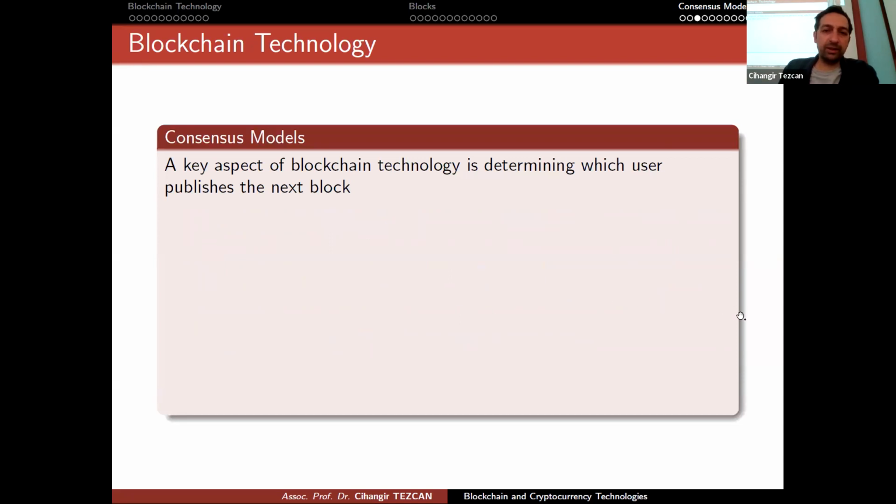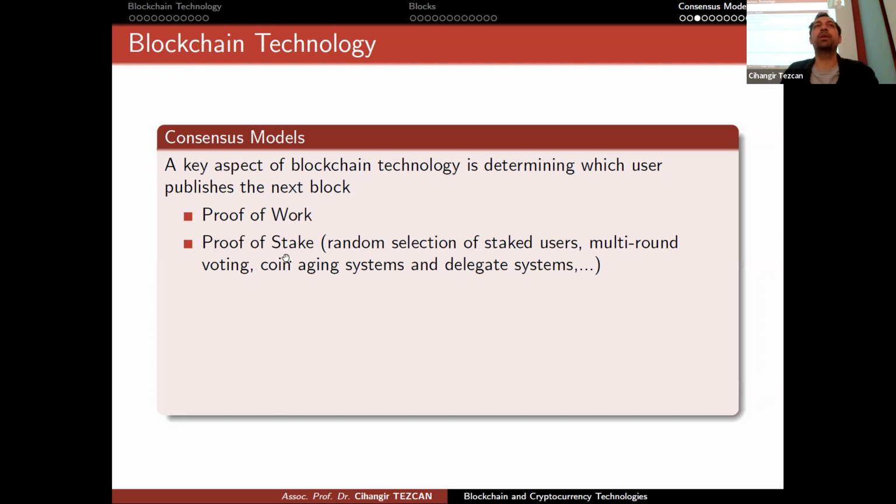A key aspect of blockchain technology, again, is determining which user publishes the next block, and there are many consensus models. The most famous is proof of work, where you prove that you are really trying to solve the cryptographic puzzle. This is used in Bitcoin and Ethereum. For some reason, people think that Ethereum uses proof of stake, because years ago they said that they wanted to change it to proof of stake, but they didn't. Ethereum also uses proof of work, and proof of stake is somewhat different. I will give more details, but it has many different versions.